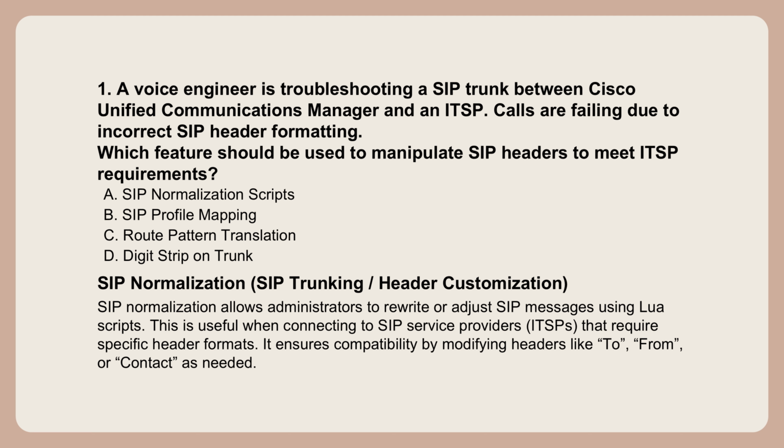Scenario 1, a classic headache. A voice engineer tearing their hair out. SIP trunk calls are failing. Turns out it's mismatched SIP header formatting between their CUCM and the ITSP provider. Common issue. So the question is, which feature fixes this? Options are A, SIP normalization scripts, B, SIP profile mapping, C, route pattern translation, or D, digit strip on the trunk. What's the answer? Okay, for this one, the answer is A, SIP normalization scripts.